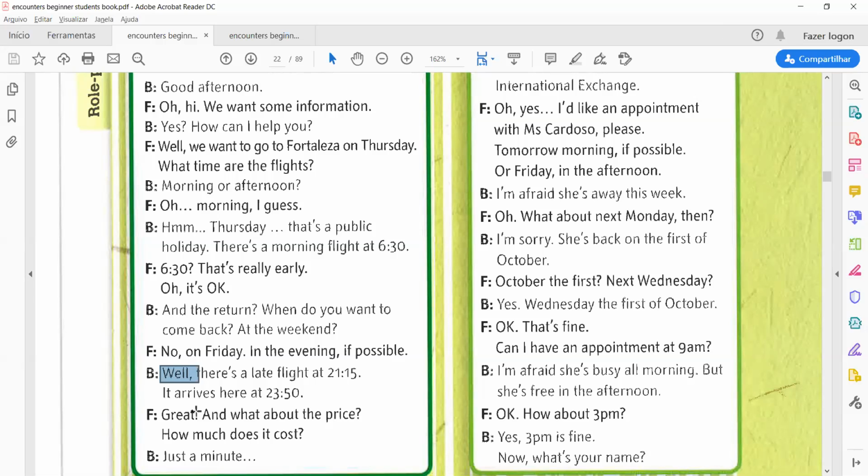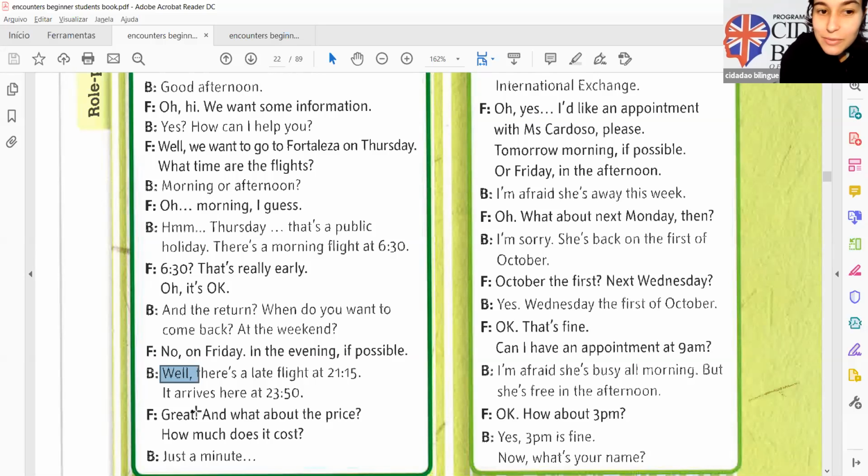Thursday. That's a public holiday. There's a morning flight at 6:30. 6:30? Really? Yeah, that's really early. Oh, it's okay. And the, how do I say that? Return.